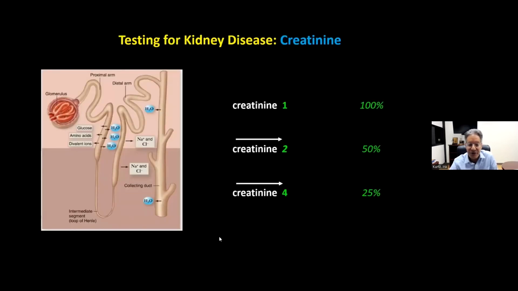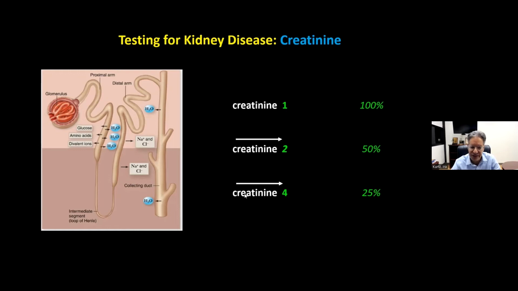So now that we've gone over what the kidney does, let's talk about what tests we do to see if you have kidney disease or not. And the most common test is to measure what's called the creatinine in your blood. So when the creatinine is 1, you have normal kidney function. When the creatinine is 2, you have half the kidney function. And when the creatinine is 4, you have a quarter of the kidney function. That's how it works.